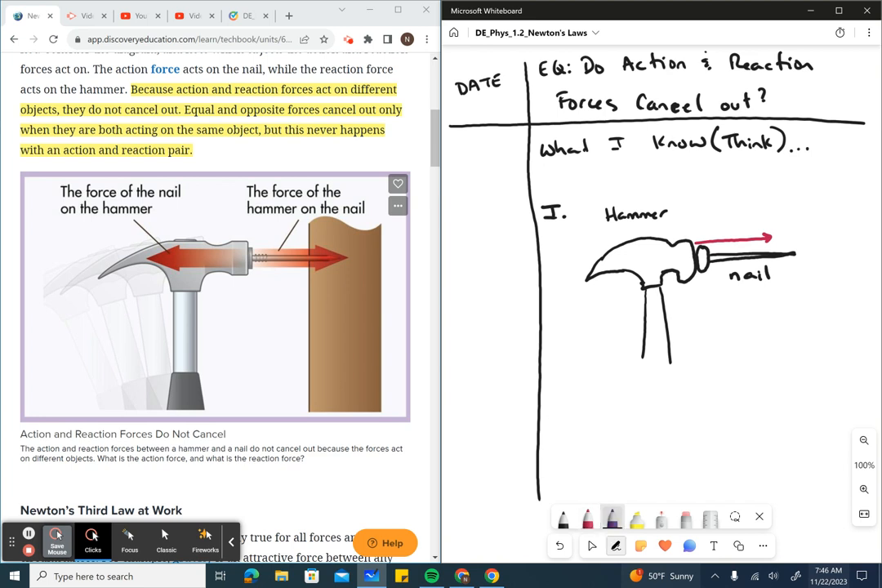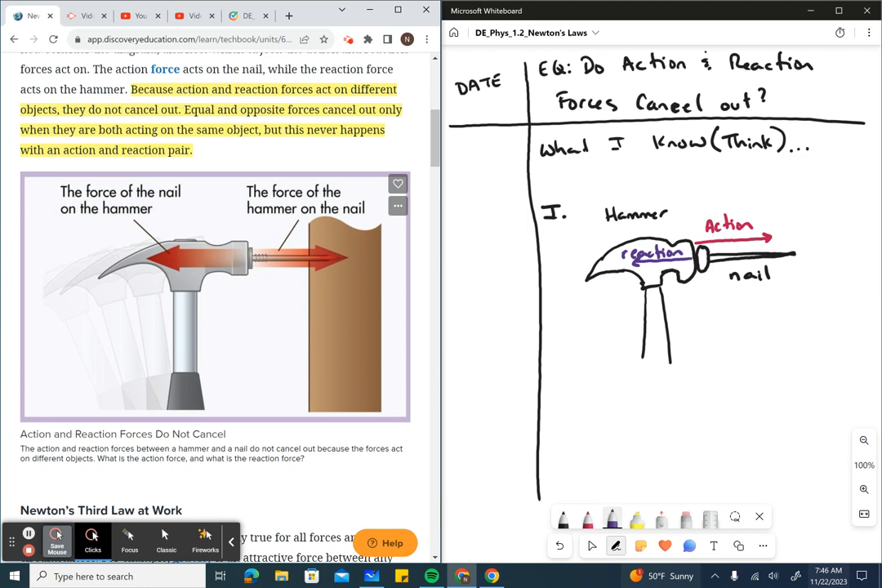And the nail is going to hit the hammer with an equal and opposite reaction. We could say this is the action force, and we could say that this one was the reaction force. Action, reaction. Because action and reaction forces act on different objects.